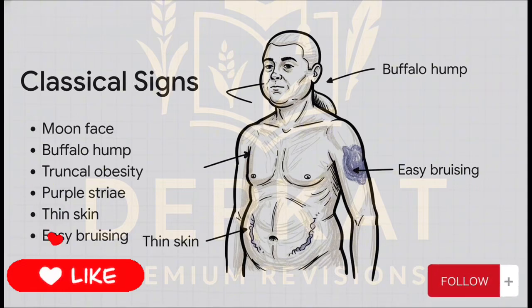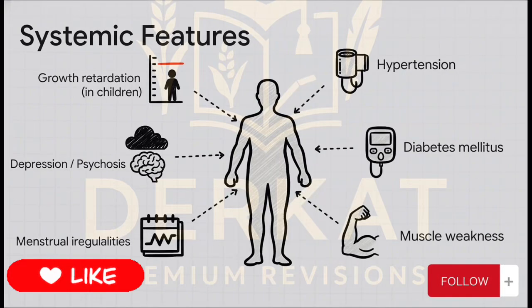This leads to that classic rounded moon face, a fat pad on the upper back called a buffalo hump, and obesity that's really centered on their torso. And on top of that, the skin gets thin, which causes those very distinct, deep purple stretch marks, or striae, and makes the person bruise like crazy. But the effects go way beyond just physical appearance.